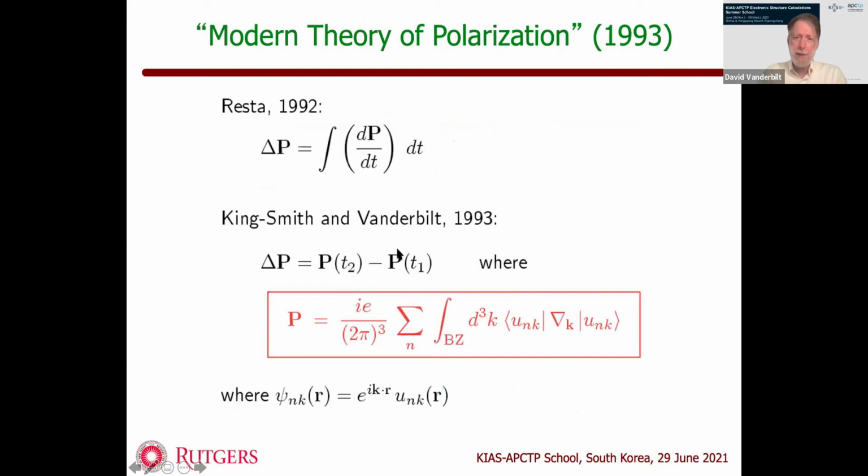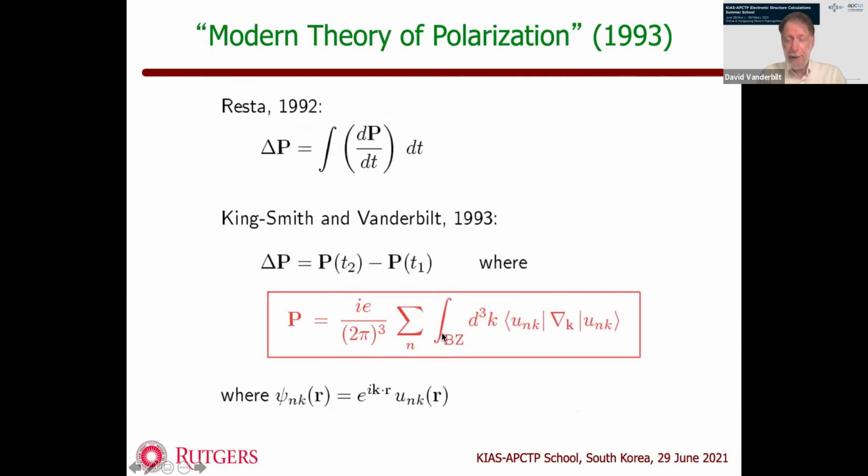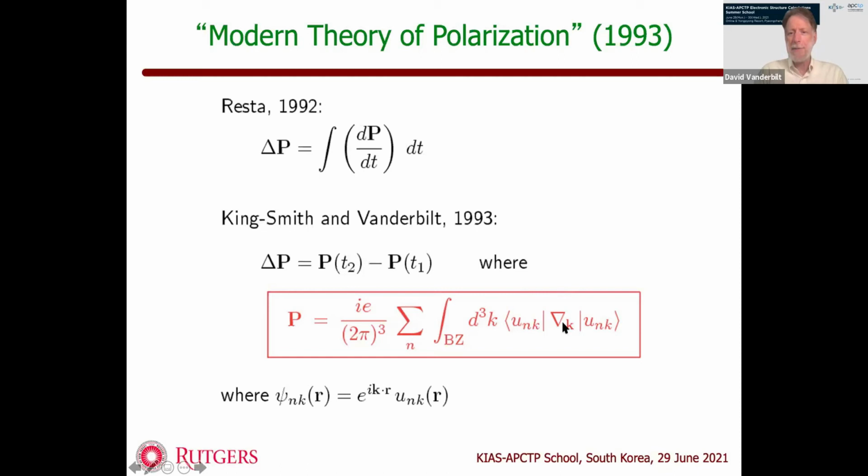But basically, in 1993, a year later, Dominic King-Smith and I showed that mathematically, and using methods that had been introduced by David Thouless, one can manipulate this expression and turn it into something that has this gradient with respect to wave vector acting on the cell periodic Bloch function. And the i that was there, for some reason now the i is out front, but it's still there. Okay, so basically the needed expression for the polarization looks like this. It depends upon wave vector derivatives of the cell periodic Bloch functions.